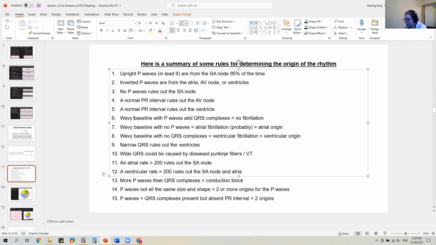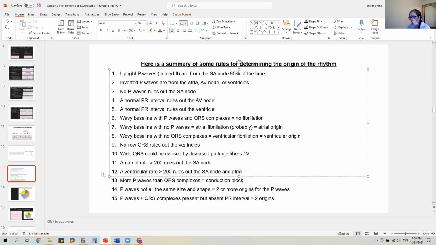A wavy baseline with P waves and QRS complexes is not fibrillation, because if it's going up and down from their breath, but they still have a P, QRS, T, then it's organized. You know it's not fibrillation. A wavy baseline with no P waves, so there's no P waves and it's wavy, we're thinking atrial fibrillation. A wavy baseline with no QRS complexes is really bad. This is like ventricular fibrillation. It's not good.